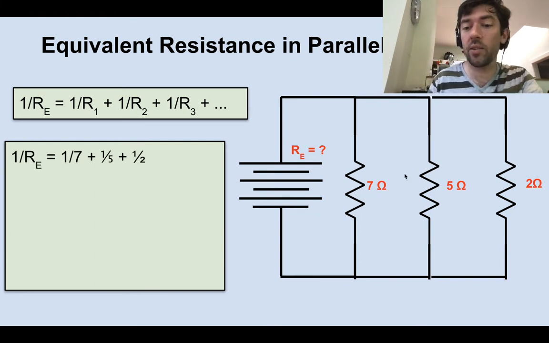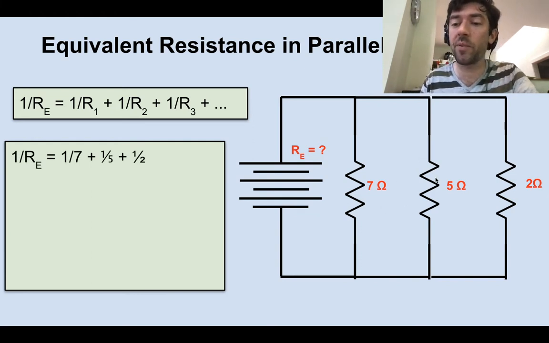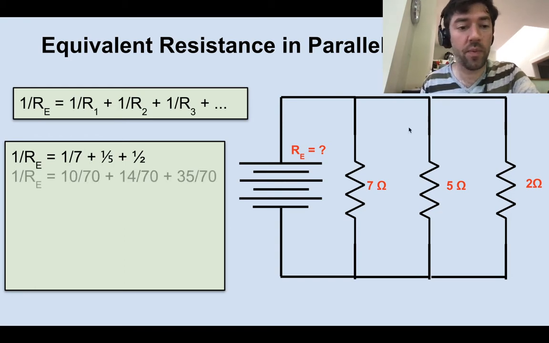So in this case, I'm using the same numbers as before, but it's a different circuit because it's parallel instead of series. 1 over 7 plus 1 over 5 plus 1 over 2.